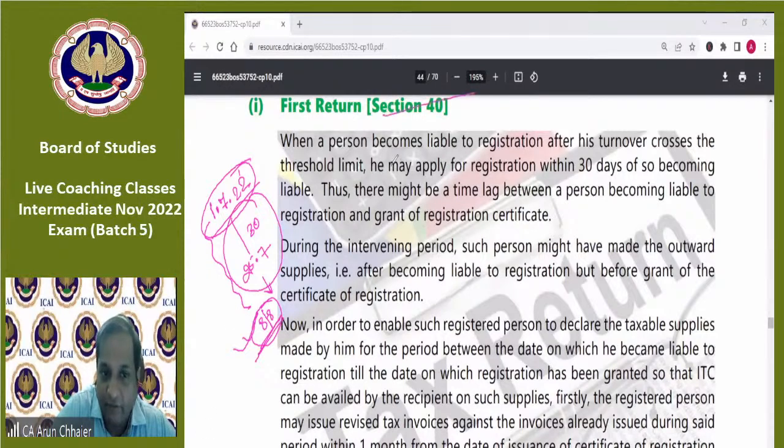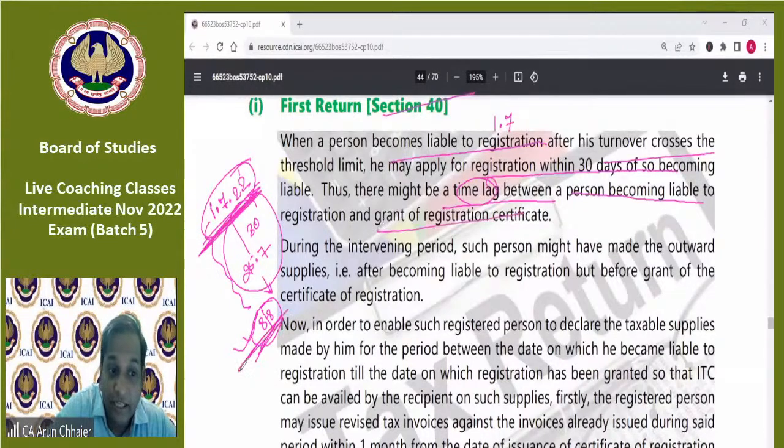Section 40 says that when a person becomes liable to take registration, that is 1st July, turnover crosses the threshold limit, he may apply for registration within 30 days. Therefore, there might be a time gap between the person becoming liable, 1st July, and grant of registration, 8th of August. There is a time gap. So what to do for that?